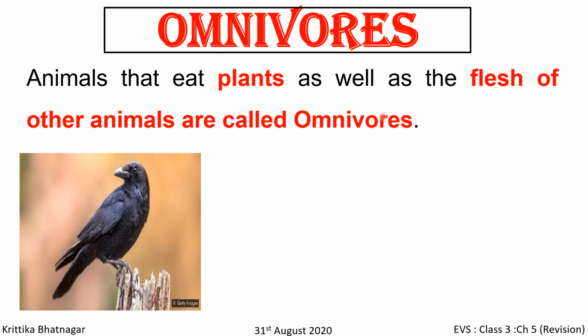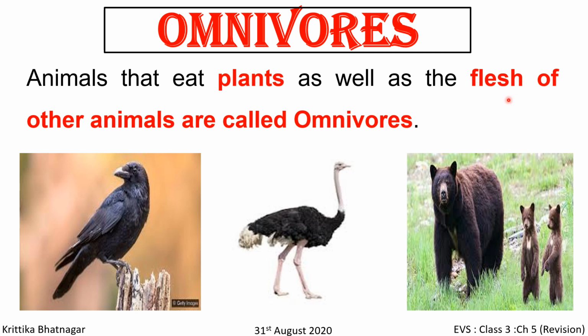Omnivores. Omnivores are the animals that eat both plants and flesh of other animals. Some of the examples are crow, ostrich, bear.